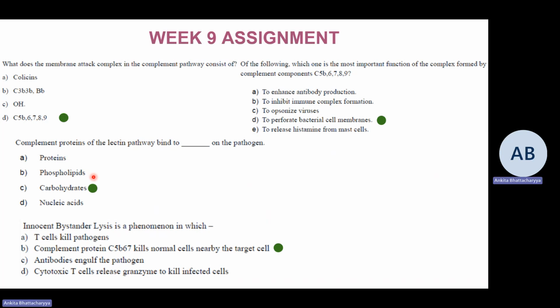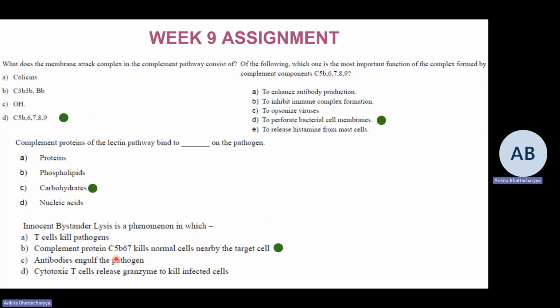I'm coming to this question first. Of the following, which one is the most important function of the complex formed by the complement components C5, C6, 7, 8, and 9? That is very directly related to the question on the left: it forms the membrane attack complex and it allows perforation or pore formation within the cell membrane, particularly in this case, bacteria is being given as a reference. So bacterial cell membrane perforation leading to leaching out of intracellular components and eventual cell death, lysis. So option D is correct in that case.